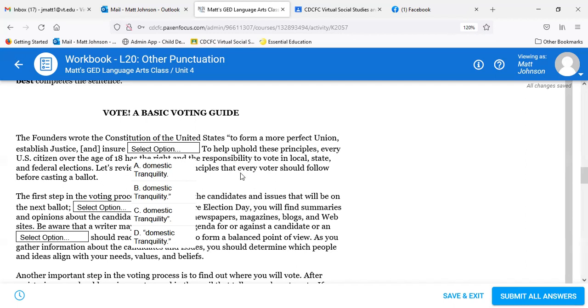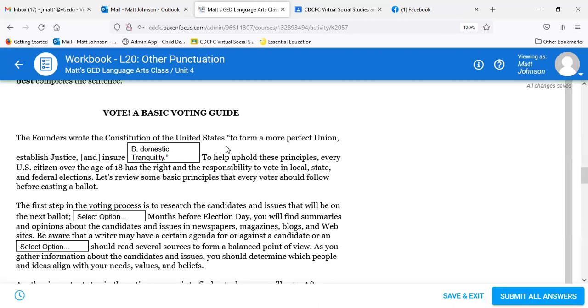So if you look here, right, we start the quotation here. Founders wrote the Constitution of the United States to form a more perfect union, establish justice, and ensure domestic tranquility. We know we're starting a new sentence, right, because we've got a capital letter. We have a period at the end of this one. So we're going to have a question mark there to complete the idea or complete the quotation.